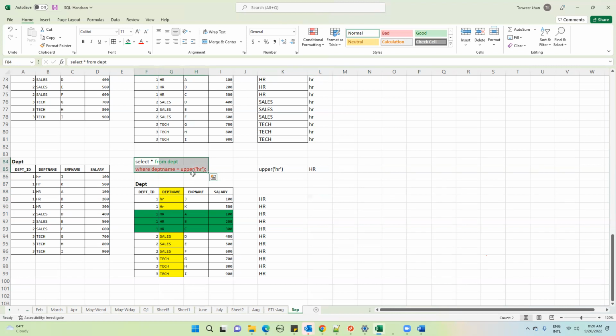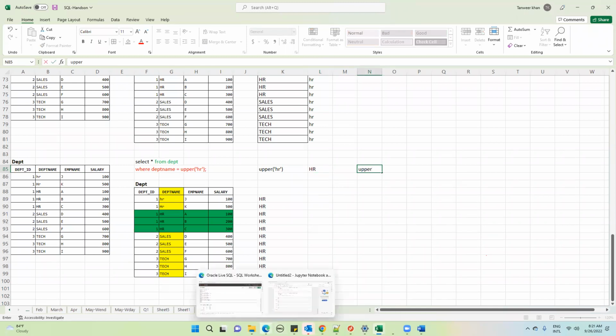This query, is this clear? First of all, here you are telling it to convert this lowercase HR to upper, right? So this HR will be converted to uppercase. The main thing is the function of upper is to convert anything to uppercase.